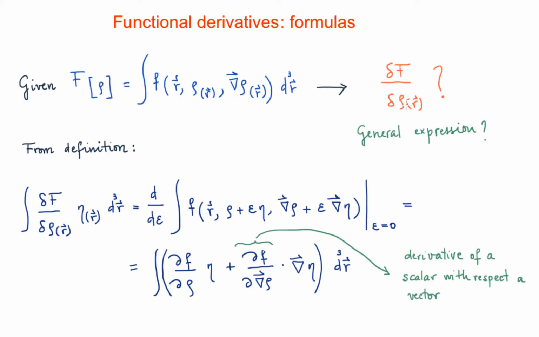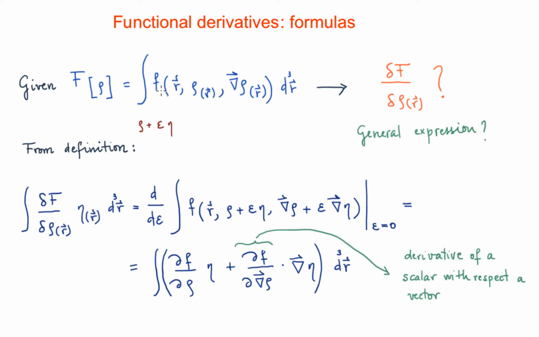So in order to extract a general expression for the first order functional derivative with respect to rho here, we'll follow the definition. The definition of the first order functional derivative is related to the first order in the Taylor expansion when you change rho to rho plus epsilon times eta, where epsilon is an infinitesimal and eta is an arbitrary function.